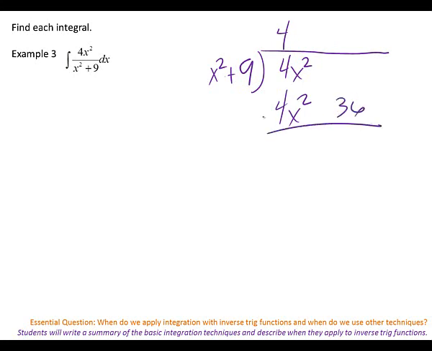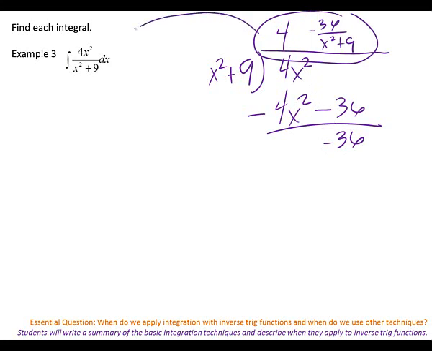36. And what are we supposed to do to the signs? Change them. Good. So we didn't forget everything from math analysis, right? Remember, this goes over whatever's on the outside. So negative 36 over x squared plus 9 is going to replace what's inside the integral symbol. So now I'm going to integrate 4 minus 36 over x squared plus 9. That we know how to do.